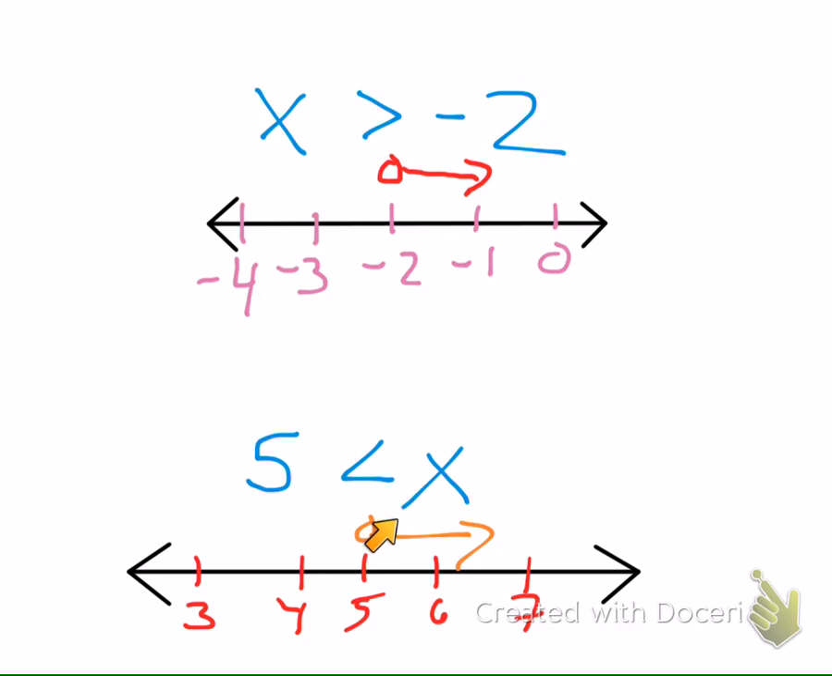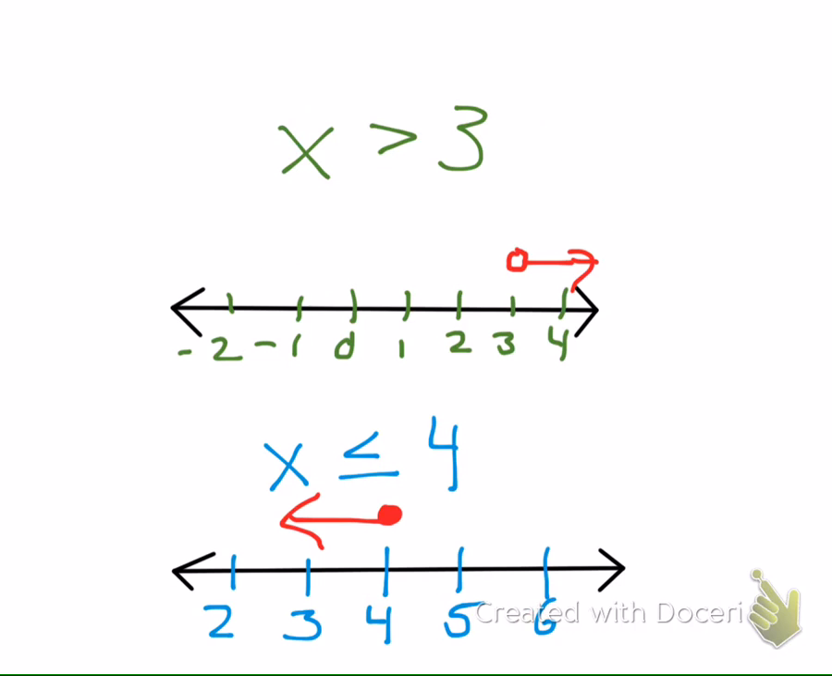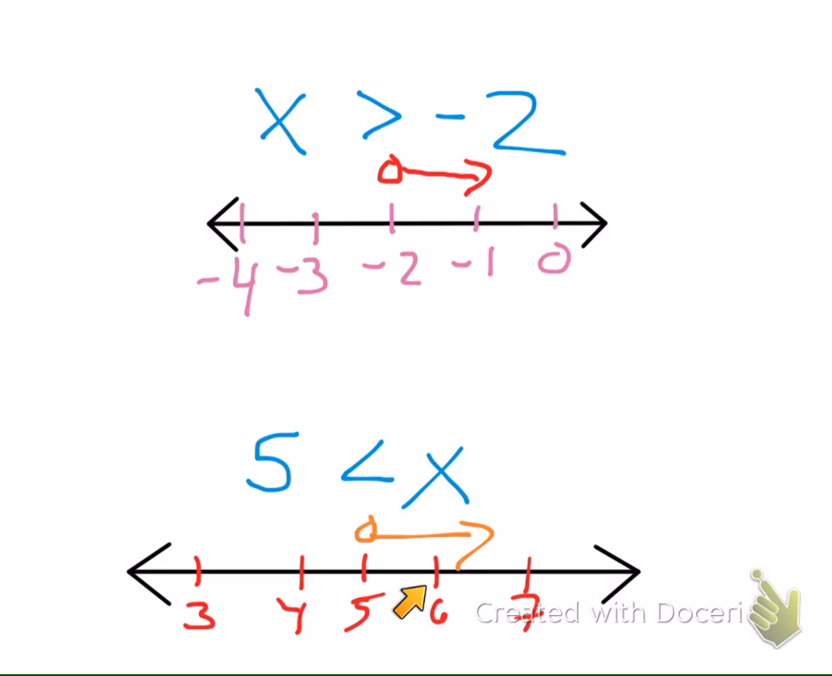Yes? Is 5 a part of the thing? So 5 would not be, because if you plug in 5 there, it would say 5 less than 5, which is false. That's why it's an open circle. If it was less than or equal to, then 5 would be, and it'd be a filled-in circle. Good question. Whenever it's or equal to, it's going to be a filled-in circle because that's part of the answer. Whenever it's just greater than or less than, it's going to be an open circle. That makes sense?